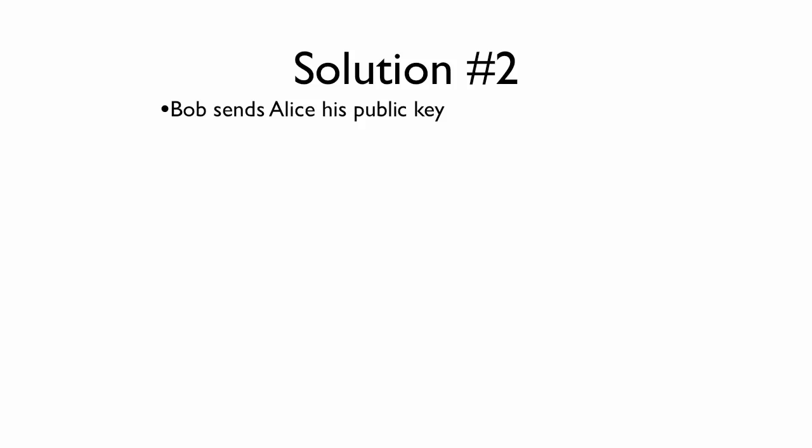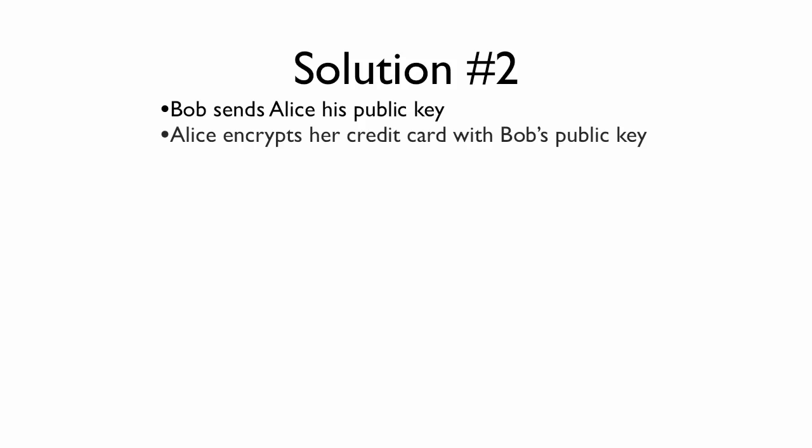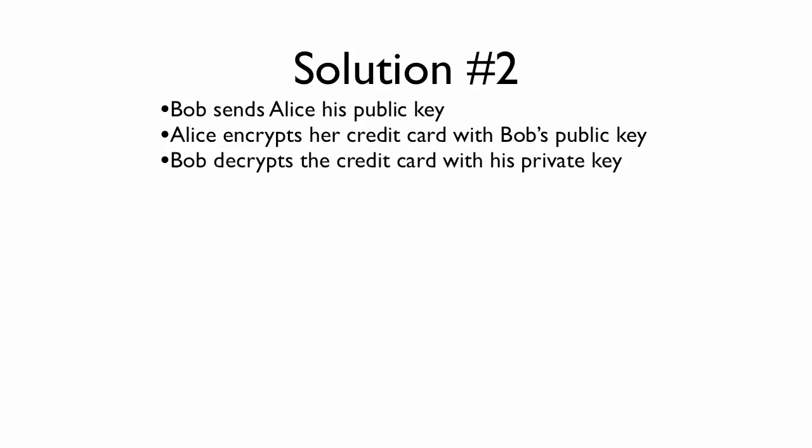Bob sends Alice his public key, and he's got a key pair that he's going to generate. We're going to call one of the keys a public key, and the other key in the key pair is going to be a private key. Alice is going to use Bob's public key to encrypt the credit card, and then she's going to send that credit card to Bob, who will use the other key pair, the private key, to decrypt the credit card. Let's take a look at how this works.